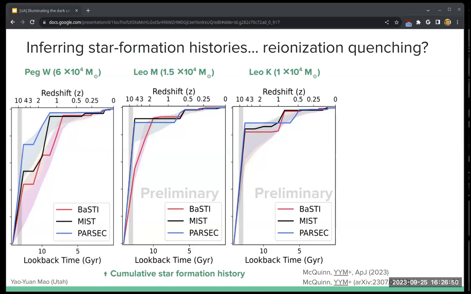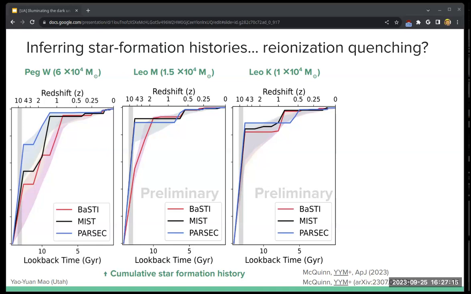Sorry, what is the vertical axis? It's not labeled. Oh, right, sorry. It's just 0 to 1, which means how much star has formed. So 0% and 100%. So this means you form 90% of your stars at this time. So this would mean that most of your stars formed right after reionization, and then for the remaining time of the universe, you only form about 10% of your stars.